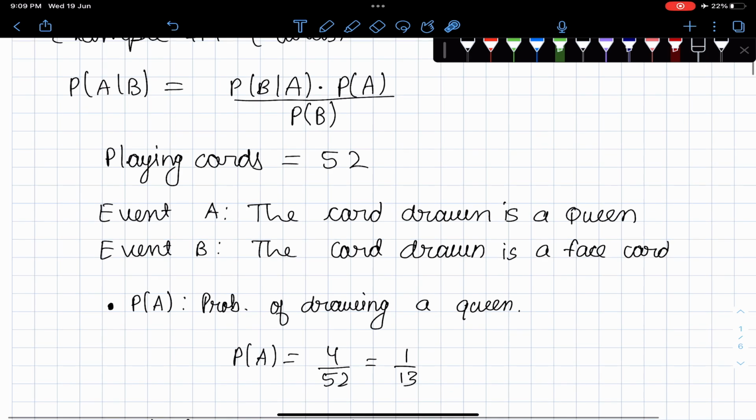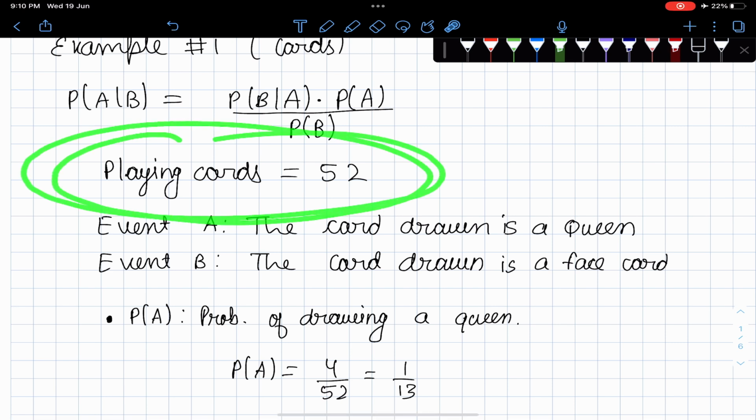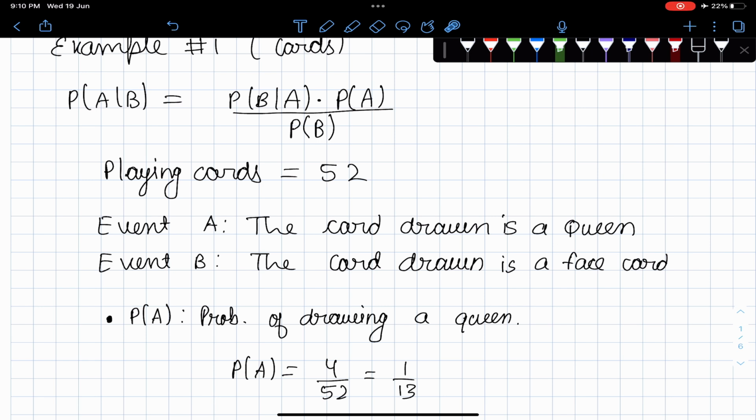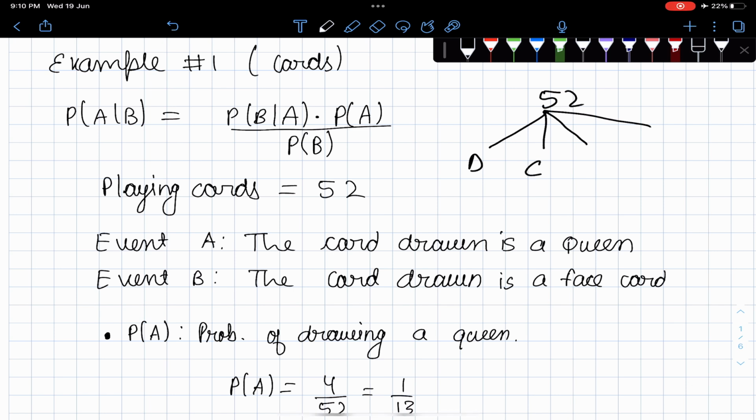The first example is about cards. As we know, playing cards contain 52 cards. For a quick revision, in the 52 cards we have four groups: diamond, club, spade, heart, and each has 13 cards.